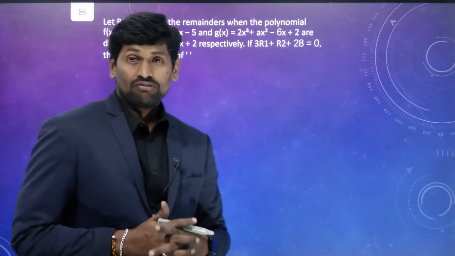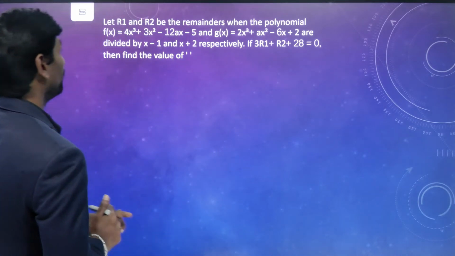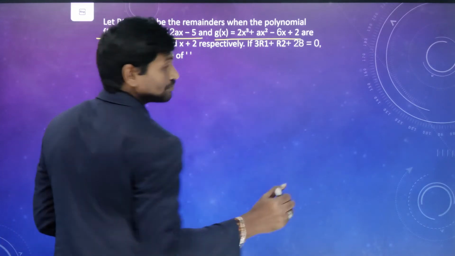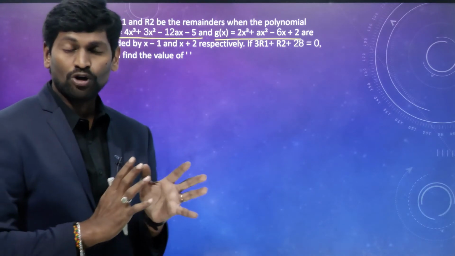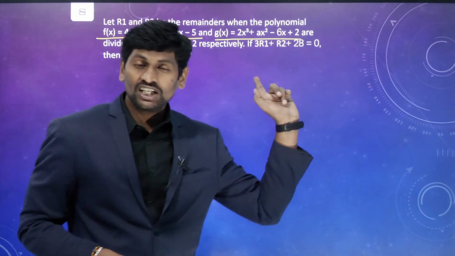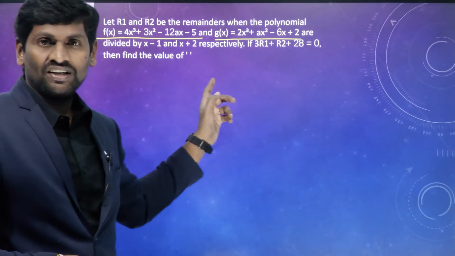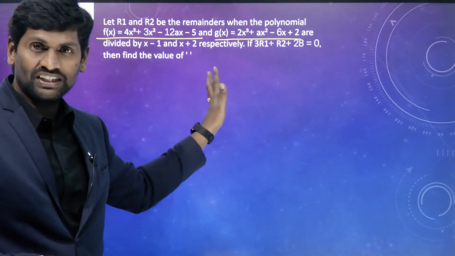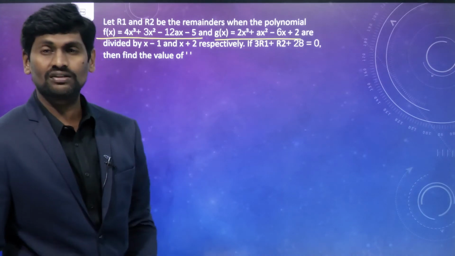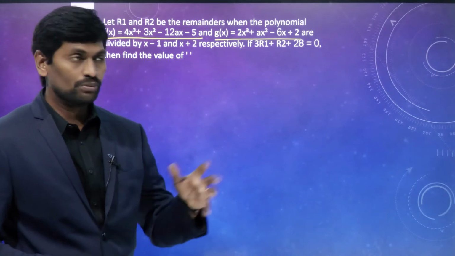Let R1 and R2 be the remainders of the polynomials f(x) and g(x). Two polynomials are given. f(x) is a polynomial as well as g(x). What is the degree of this polynomial? Just observe here. The highest power is 3. Yes, this is a third degree polynomial, nothing but a cubic polynomial.